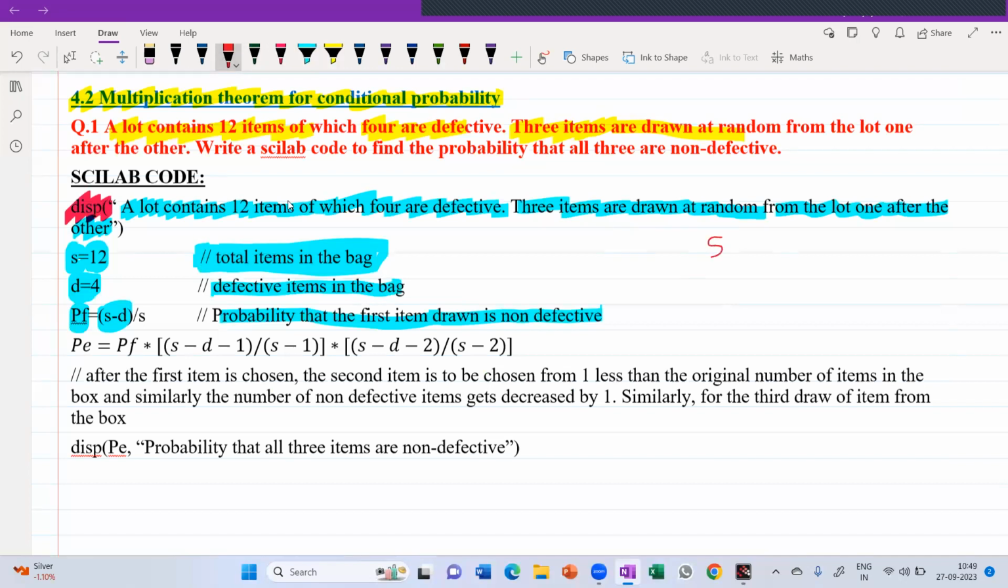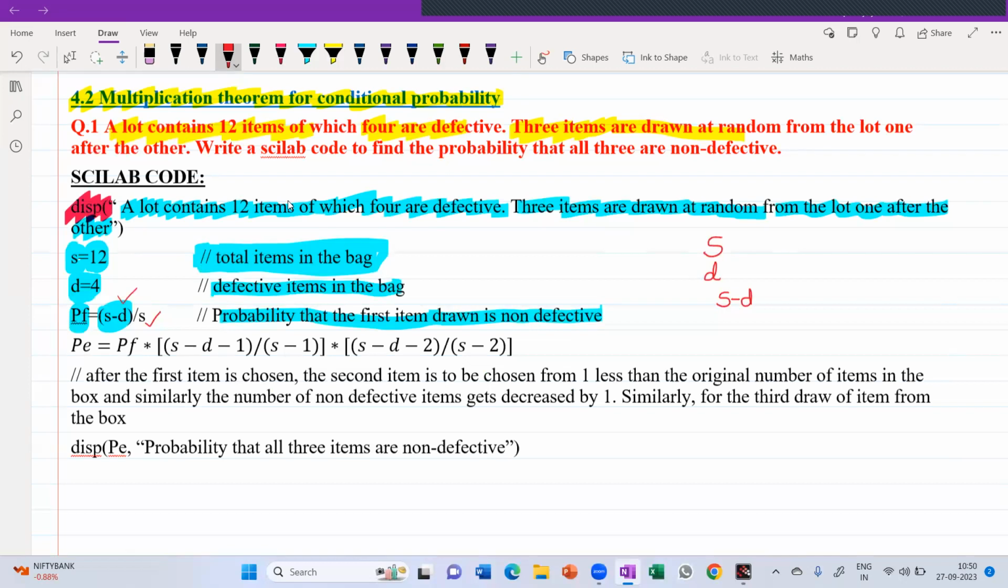There were total S items. The total items we have stored in a variable S. Then we have defined one variable D in which we have stored total defective items. So how many are non-defectives? Non-defective items will be S minus D. That is why S minus D is there, because we have to draw non-defective items upon total number of items, that is S. All right. This was the probability of drawing the first non-defective item.